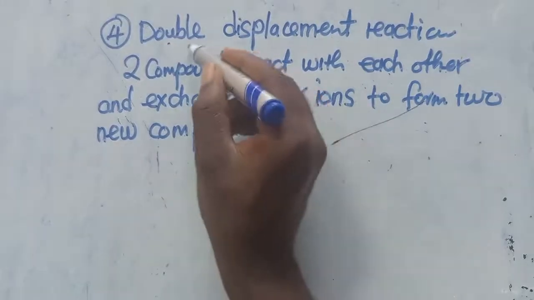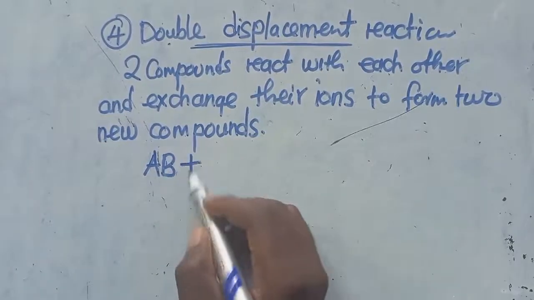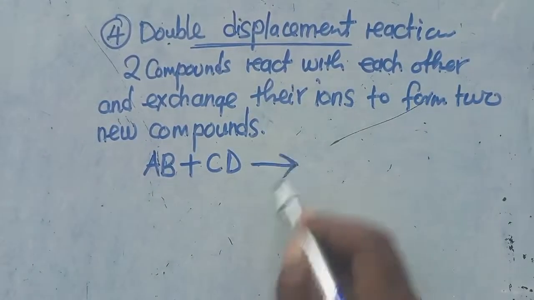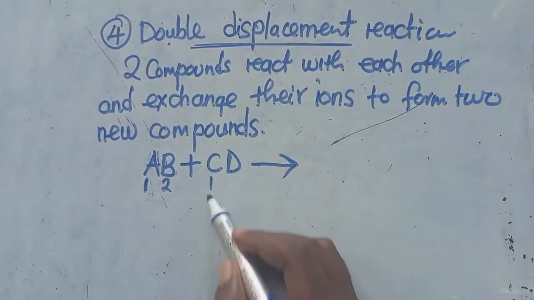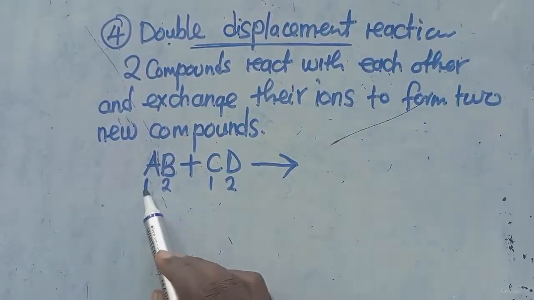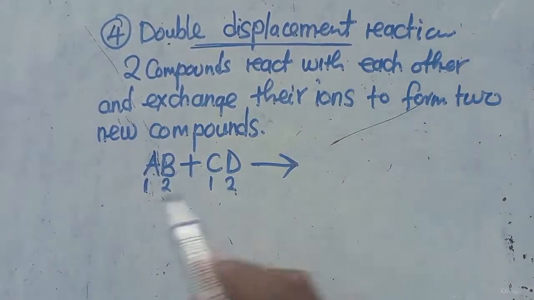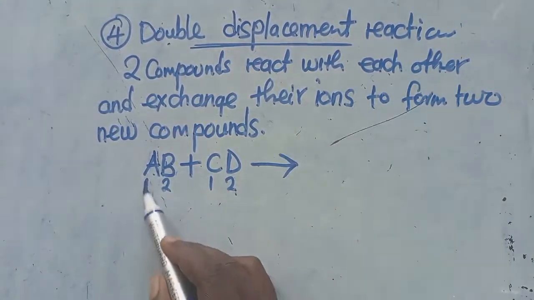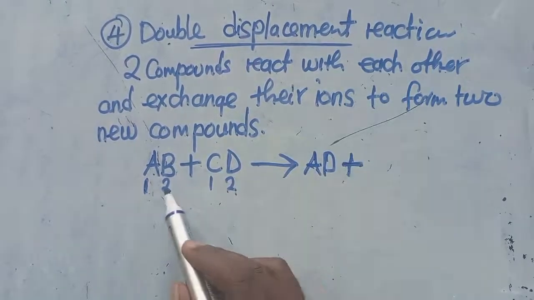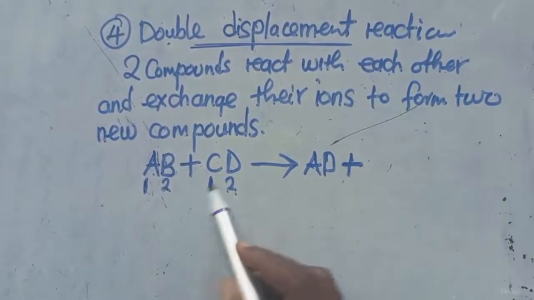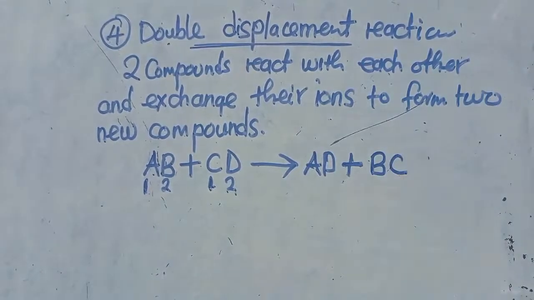Whenever we are talking about double displacement, you can have AB reacting with CD. What are the products? There is a quick way. You say this is 1, this is 2, this is 1, this is 2. So the 1 that is here reacts with the 2 that is there, so we have AD. Then the C reacts with the B that is there, so we have BC. These are the products that get formed.